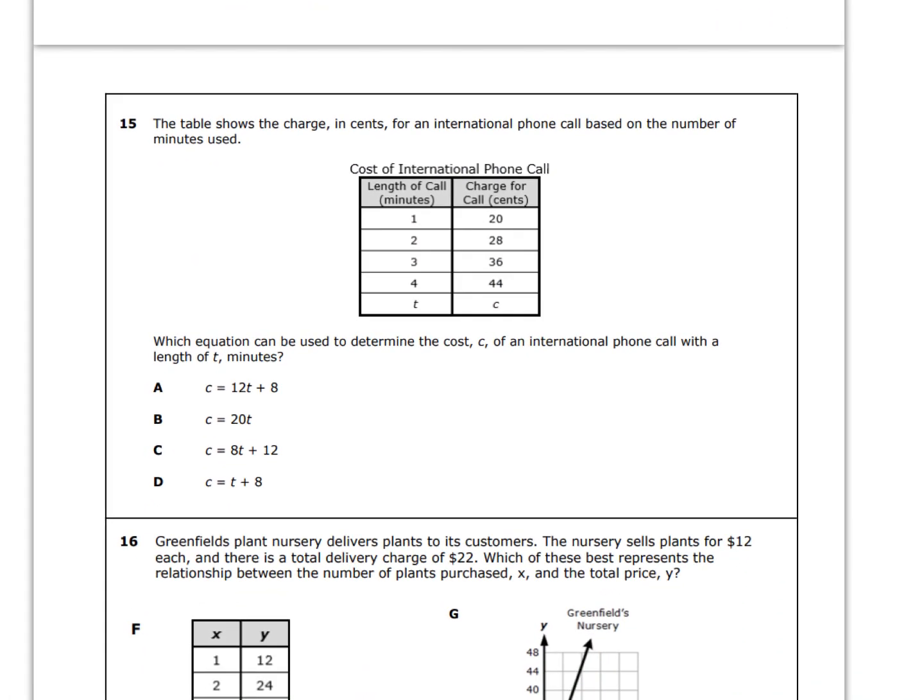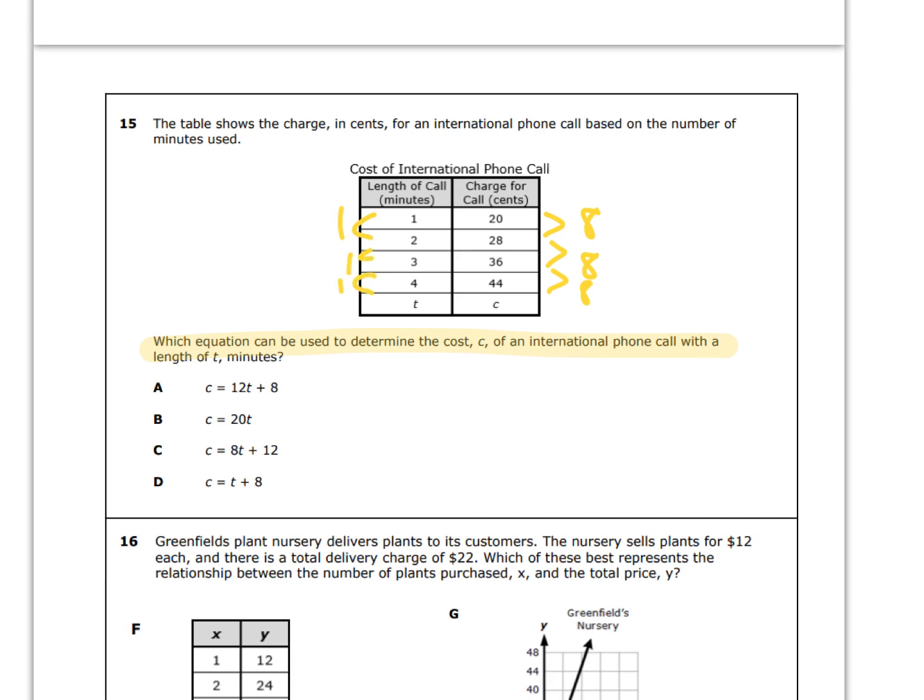The table shows charge in cents for an international phone call based on the number of minutes. Which equation can be used to determine the cost? I already know I'm trying to find some sort of equation, and these are all linear. They're all lines. So I'm going to find change in y, which is 8, 8, 8, and change in x, which is 1, 1, and 1.